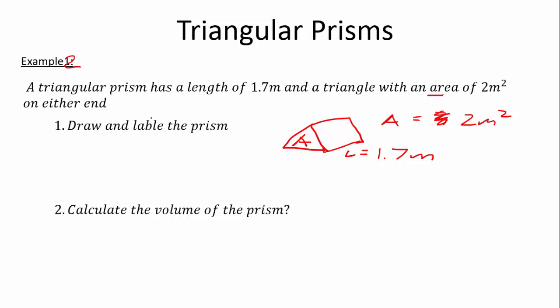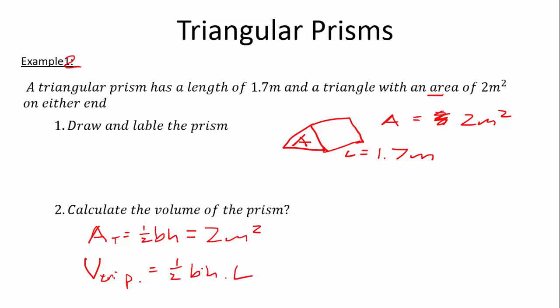Remember, the area of a triangle is equal to a half base times height. The volume of a triangular prism is equal to a half base times height times L. What do we know the area of this triangle is equal to? We know that it is equal to 2 meters squared. So we can sub that figure in there. We're going to say that's 2 multiplied by our length of 1.7.